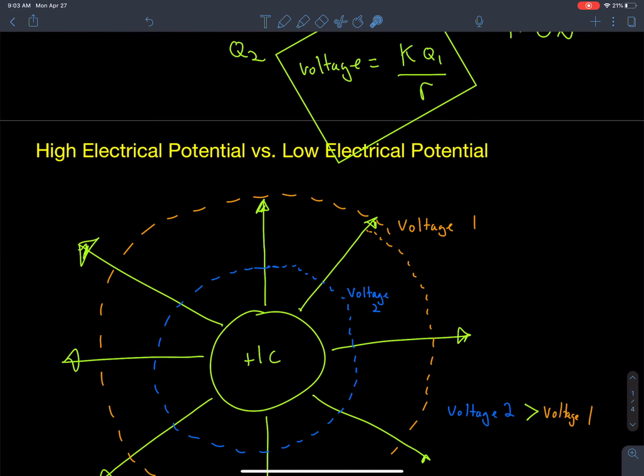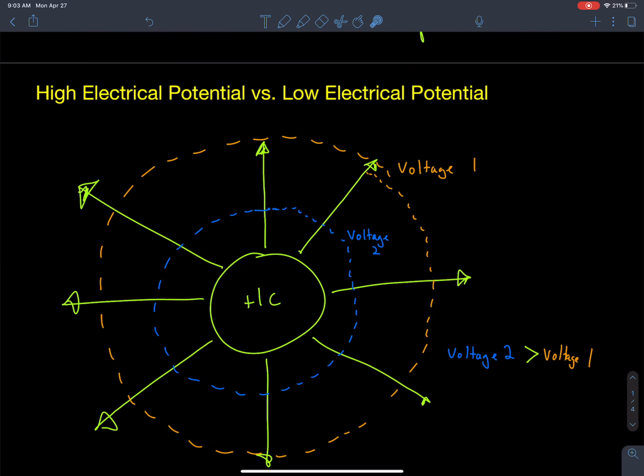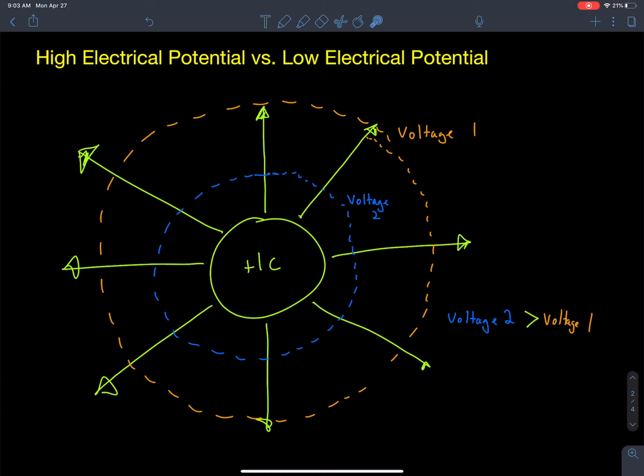So here's just another diagram. Here, we're just going to try to understand the difference between high electrical potential and low electrical potential, or high voltage and low voltage. If I'm an object at infinity and I'm brought to that point over there, let's call that voltage 1. Voltage 1 is a fixed distance away from that central charged object. If I make a circle and walk along that circle, I will be at the same voltage because I'm always a fixed distance away from that central charge. So that's voltage 1.